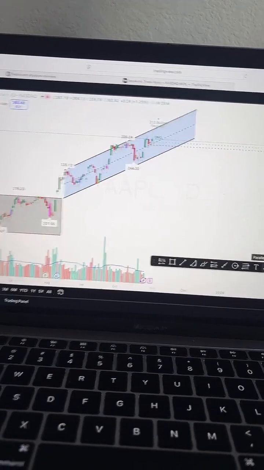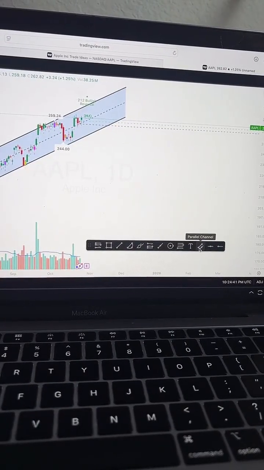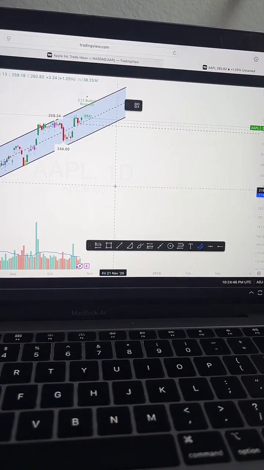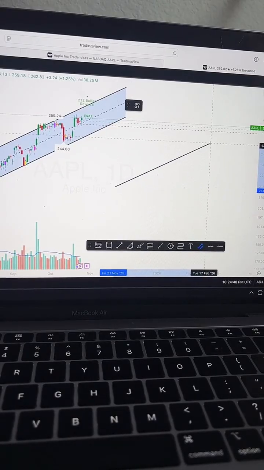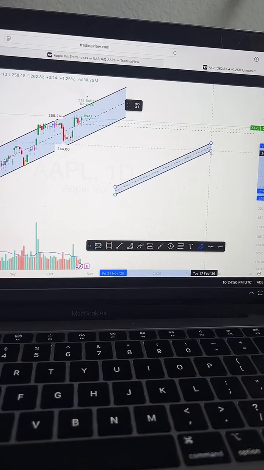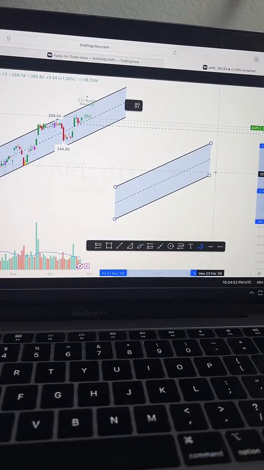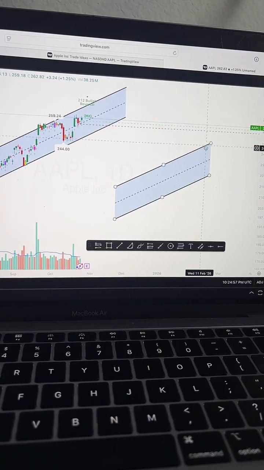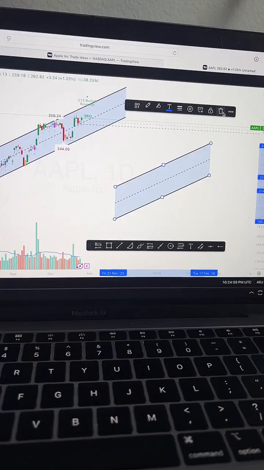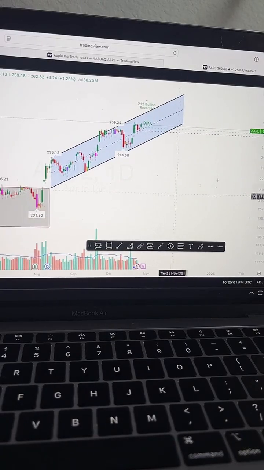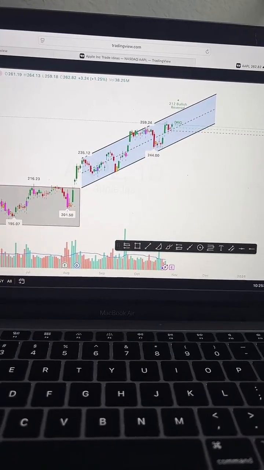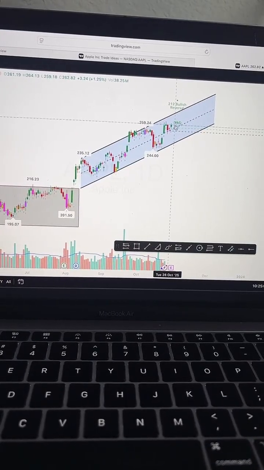I was using the parallel channel. Okay, so you click your first one, drag it wherever you stop, click it, and then you pull down wherever you want it, and then click it again. Okay, so we just found the structure for Apple. That's how you create your bias. Like I said, we're kind of in the middle of this regression line.